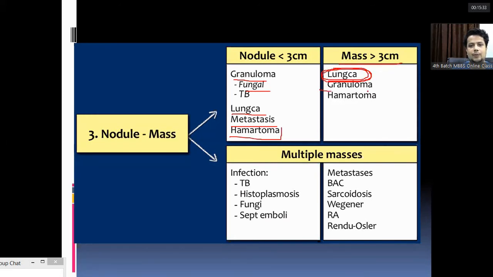Other causes may be granulomatous masses also. If there are multiple masses and nodules, then we should suspect fungal infection, septic emboli or metastasis. We should always remember that if there are multiple nodules and masses, the first differential should be metastasis. It may also be seen in sarcoidosis, Wegener's granulomatosis, alveolar carcinoma, and rheumatoid nodules may be present in rheumatoid arthritis.